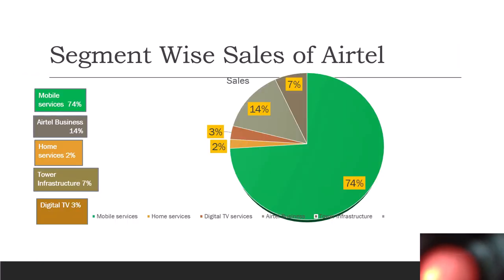Okay. So if you look at their segment-wise sales, 74% is mobile. Airtel Business, which is the solution to the enterprise, is 14%. Home service is 2%, providing landline and broadband there. Tower infrastructure, the towers sharing. Digital TV, that means you buy the connection for running your channels at home. Broadband is coming under this, na? Home service, or mobile service also has broadband, and home service also has broadband. Broadband is there on both sides. If you have taken a telephone connection, you can get broadband from there. Now mobile, nowadays everything has become blurred.